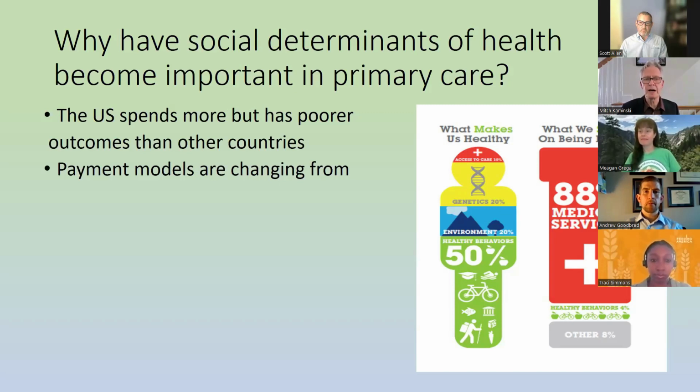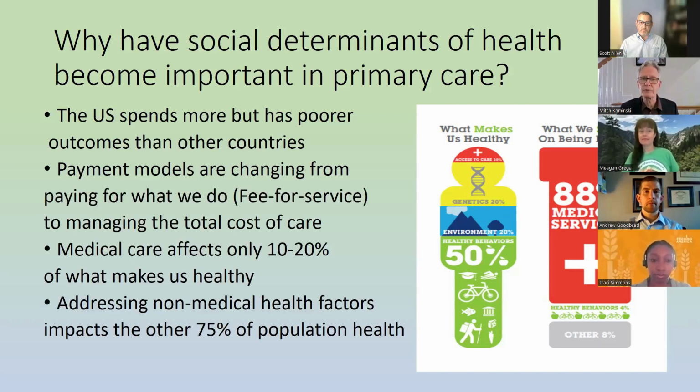We know that payment models are changing from paying for what we do, or fee for service, to managing the total cost of care. And because medical care affects only 10 to 20% of population health, we realize that we have to address non-medical health factors, which impact the other 75% of population health. And that means changing our perspectives and partnering with important community agencies in order to do that.